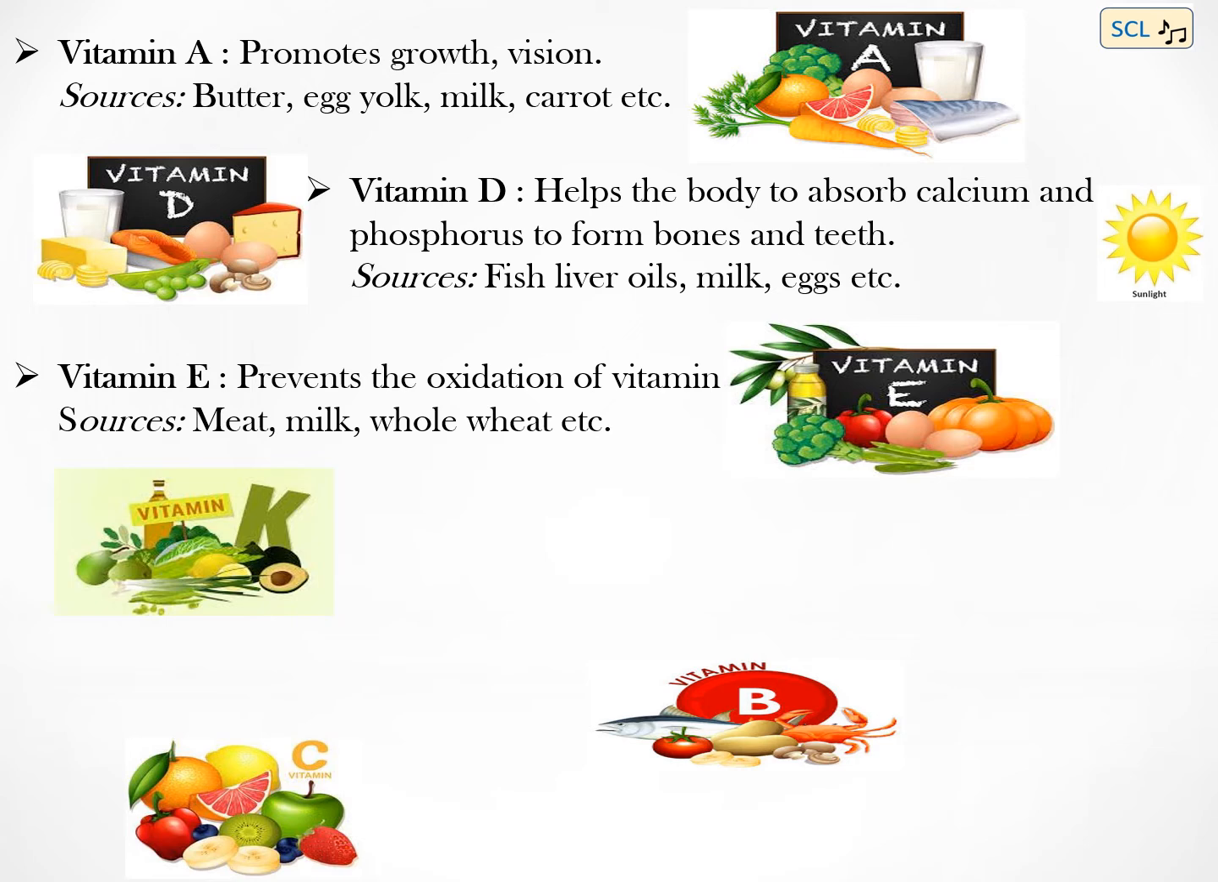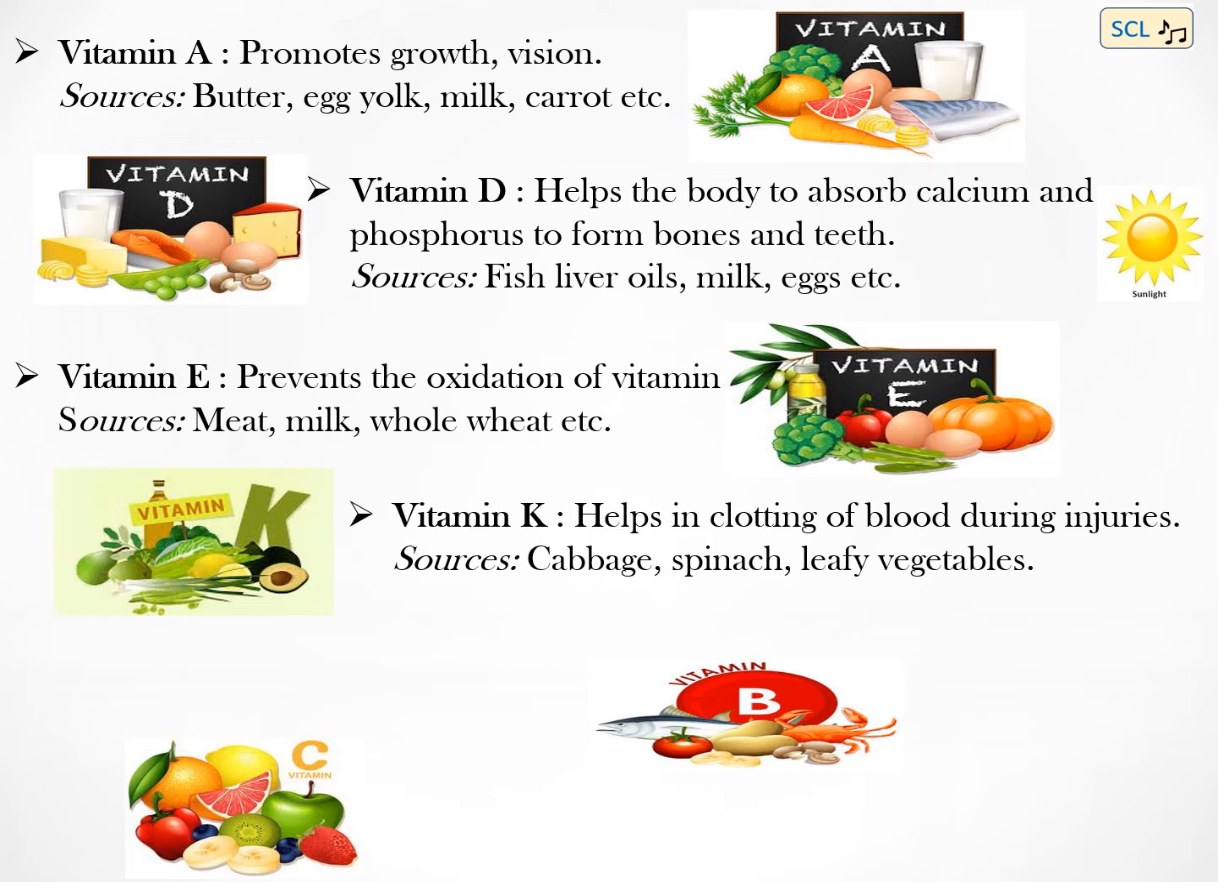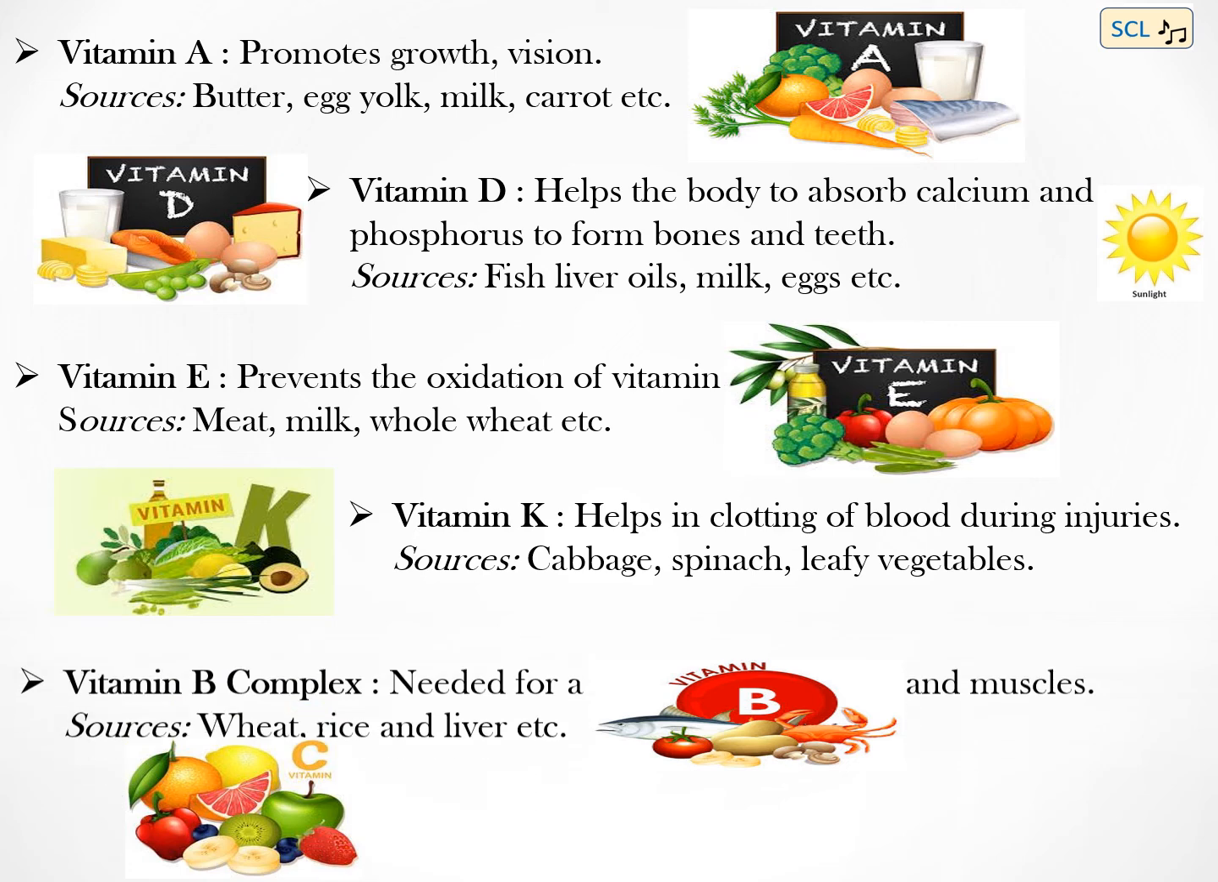Vitamin E. It prevents the oxidation of vitamin. Its sources are meat, milk, whole wheat, etc. Vitamin K. It helps in clotting of blood during injuries. Its sources are cabbage, spinach, leafy vegetables.